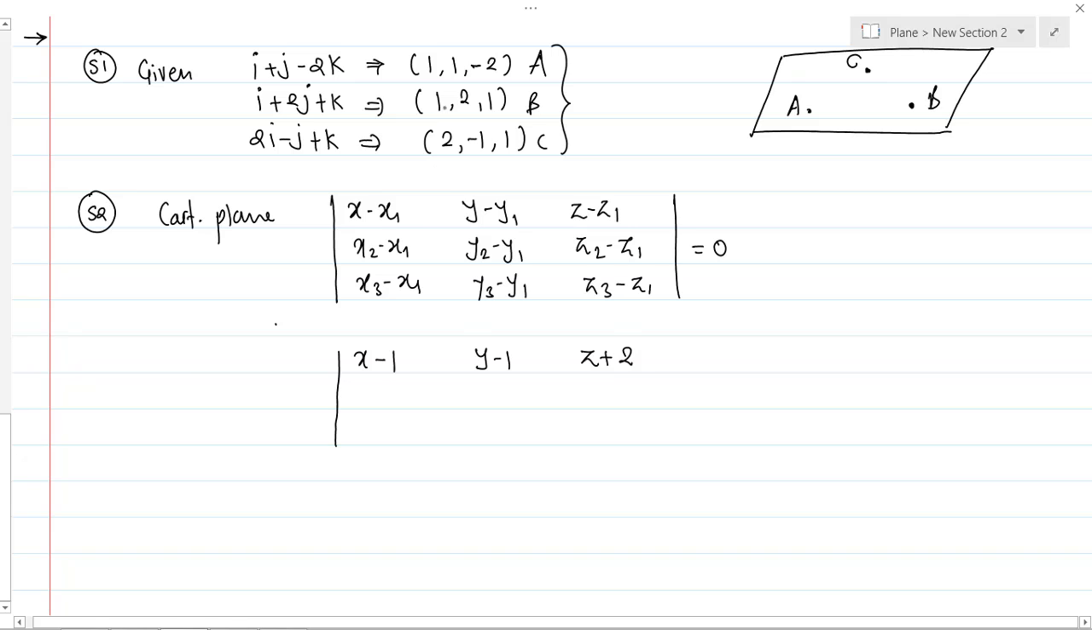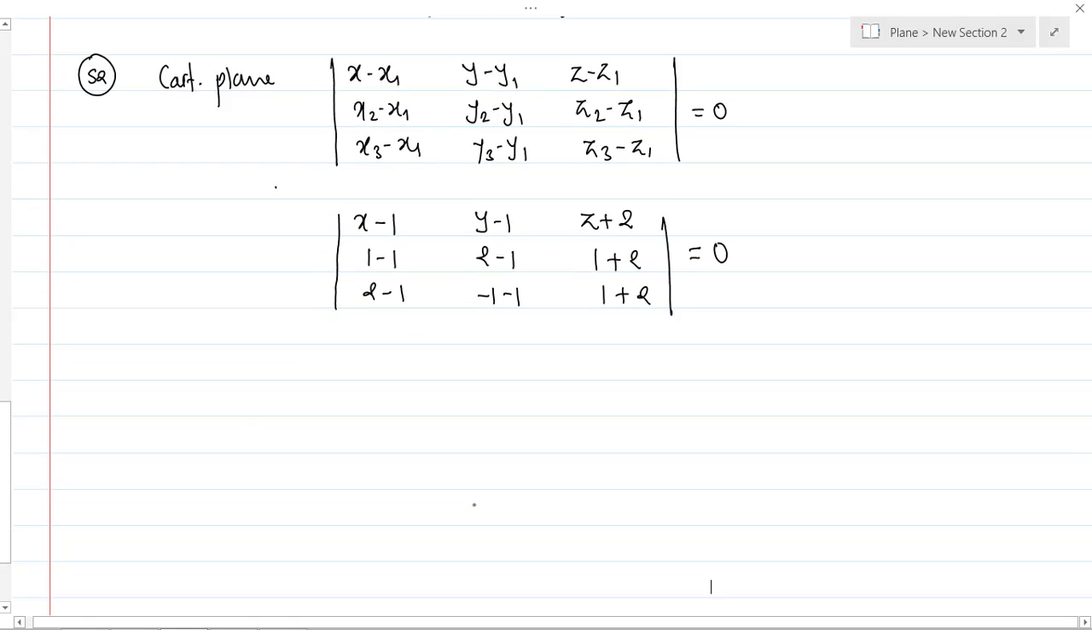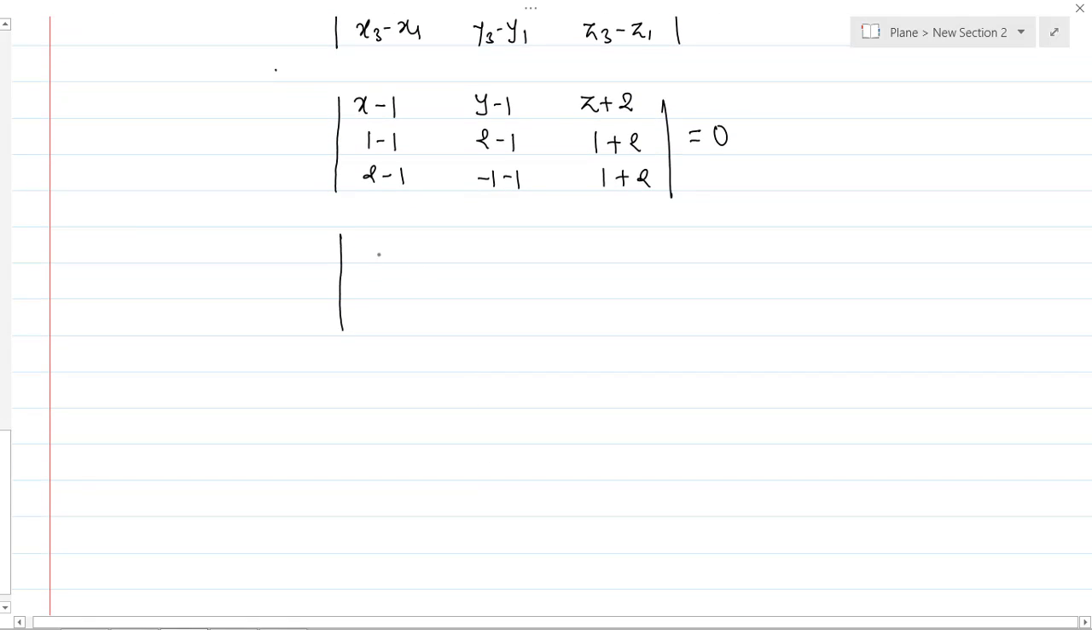Then x2 minus x1 is B minus A. So it is 1 minus 1 which is 0, 2 minus 1, and 1 minus minus 2. Then x3 minus x1 is C minus A this time. So it is 2 minus 1, minus 1 minus 1, and 1 minus minus 2. This equals 0. Let's solve this determinant. Write down the values: x minus 1, y minus 1, z plus 2; 1 minus 1 is 0, 2 minus 1 is 1, 1 plus 2 is 3; 2 minus 1 is 1, minus 1 minus 1 is minus 2, and again 3. It equals 0.